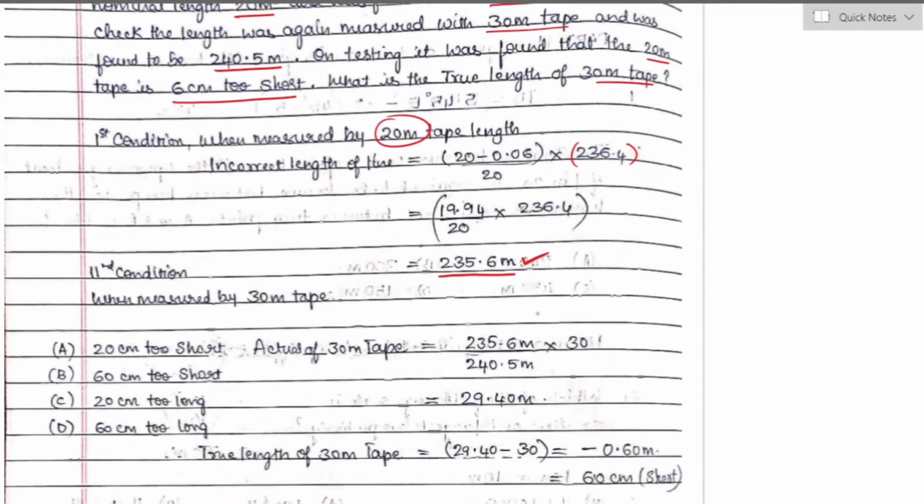So for the second condition, when it is measured by the 30 meter tape, the actual length of the 30 meter tape will be 235.6 meter divided by 240.5 meter into 30 meter. So actual length of the 30 meter tape will be 29.40 meter. So the error of the 30 meter tape will be 29.40 meter minus 30 meter, which is equal to minus 0.60 meter, which means that it is 60 centimeter short. Option B is the right answer.